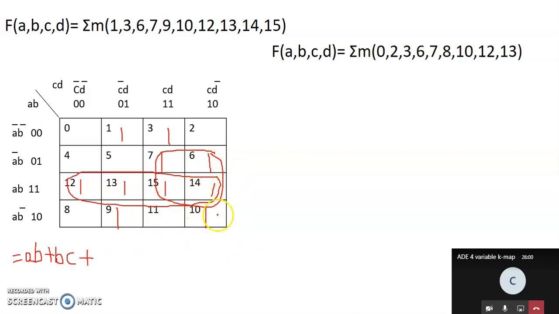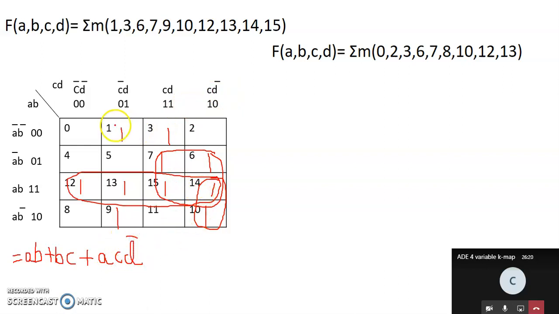Next, if I look into this one, the only option I have here is a pair. I don't have any option for a quad. So I'll make these two into one group. With this group, what is retained constant here? A is retained constant because it is unaltered. Then out of this, C and D bar both are retained constant in this cell. So A C D bar.